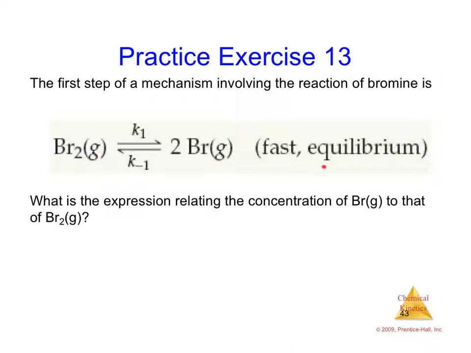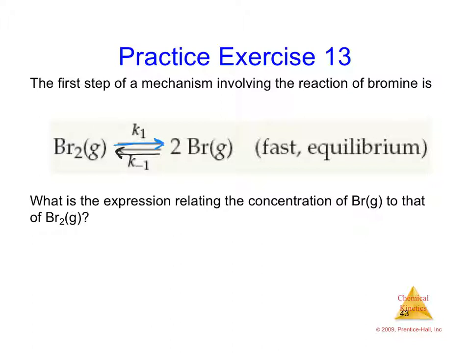We're told this is fast equilibrium. I know it's fast because the word fast is written here. I know it's equilibrium because I have an arrow in the forward direction and an arrow in the reverse, and a K1 for the forward, a K minus 1 for the reverse. The question states, what is the expression relating the concentration of Br gas to that of Br2?